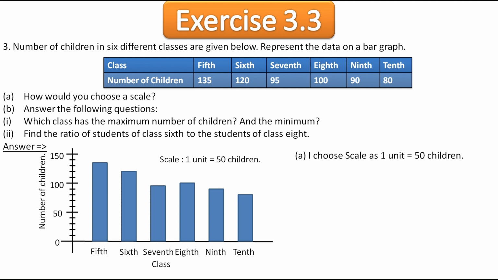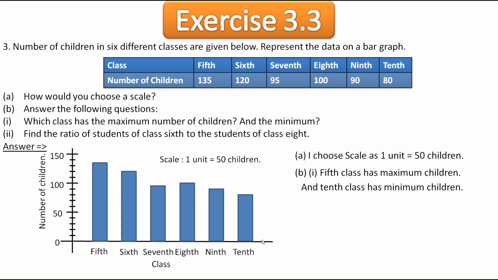Okay. Now answer the following questions. Which class has the maximum number of children? As the 5th class has the greatest bar, that means 5th class is having the maximum children. And for minimum children, here we are seeing that 10th class is having the smallest bar. So 10th class has the minimum children.